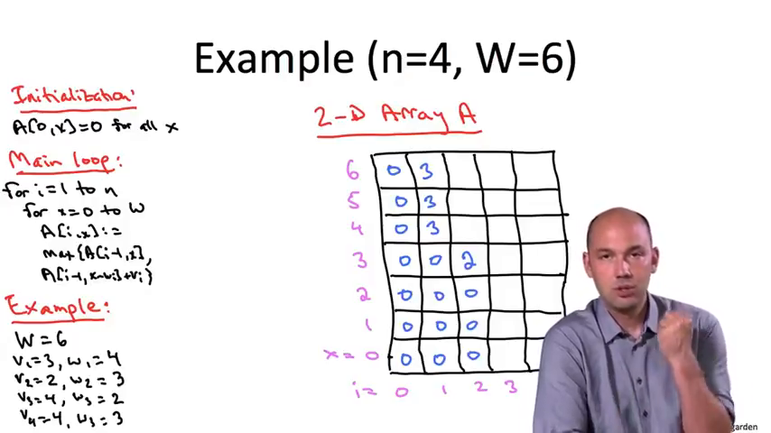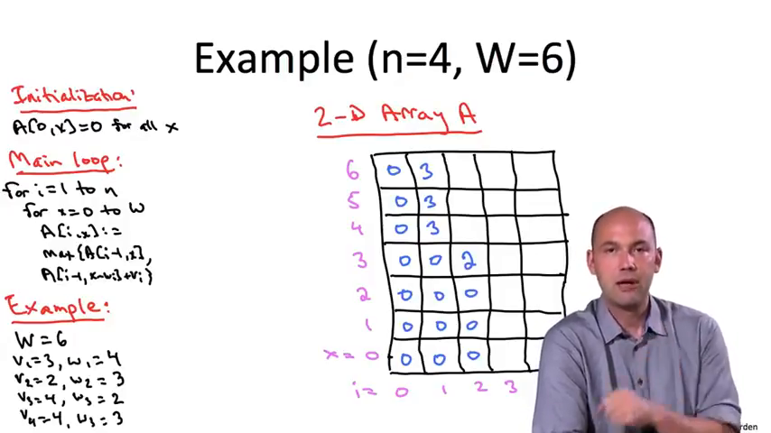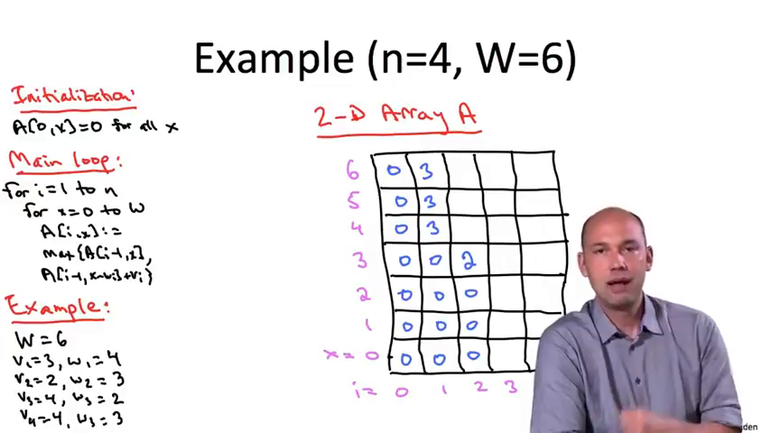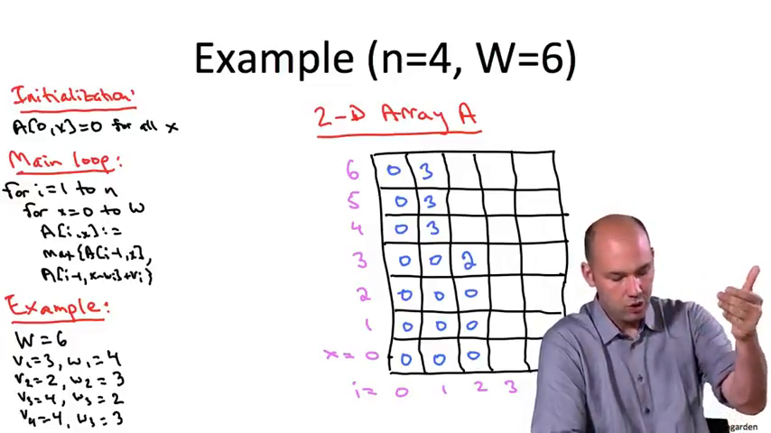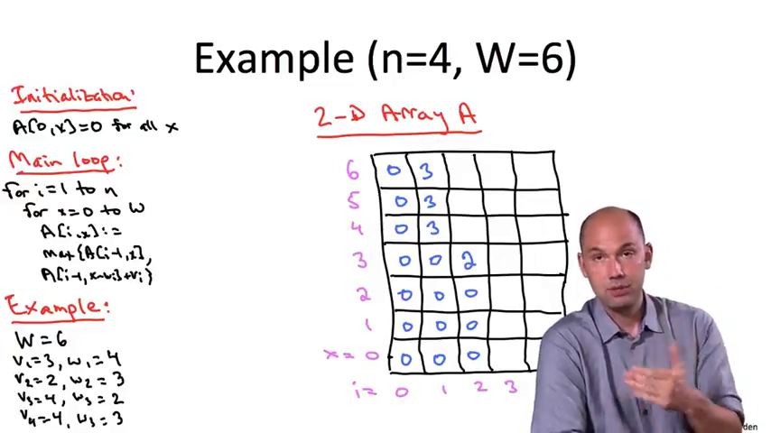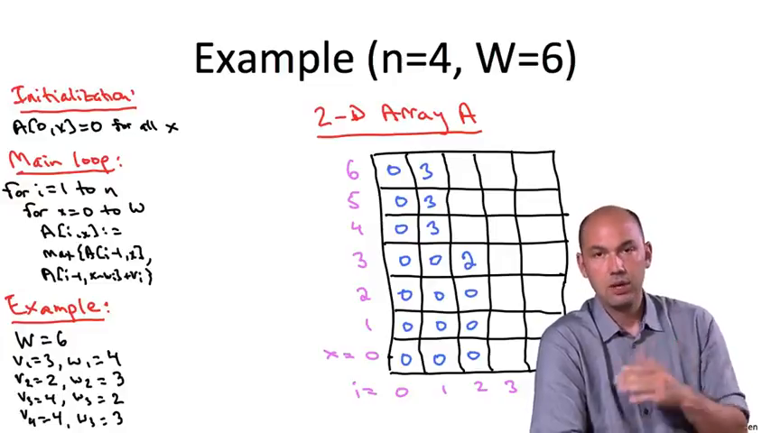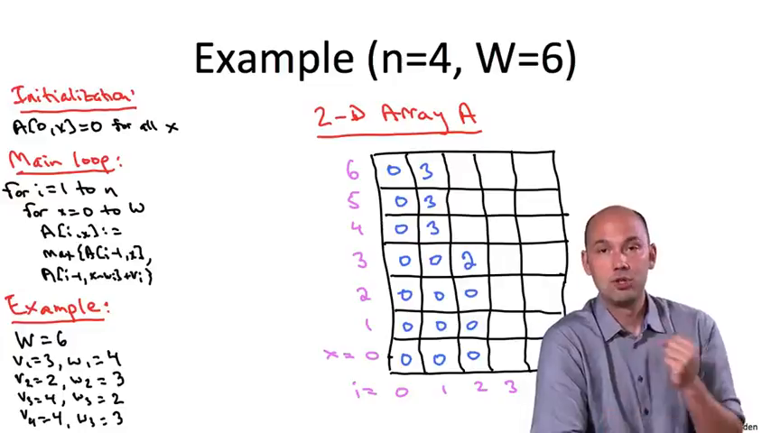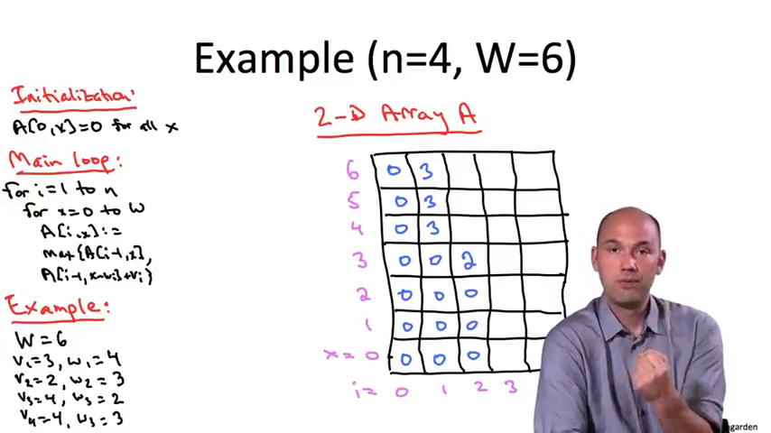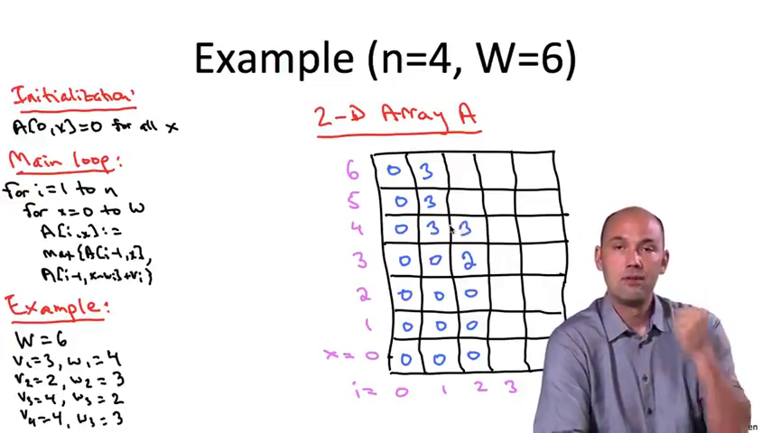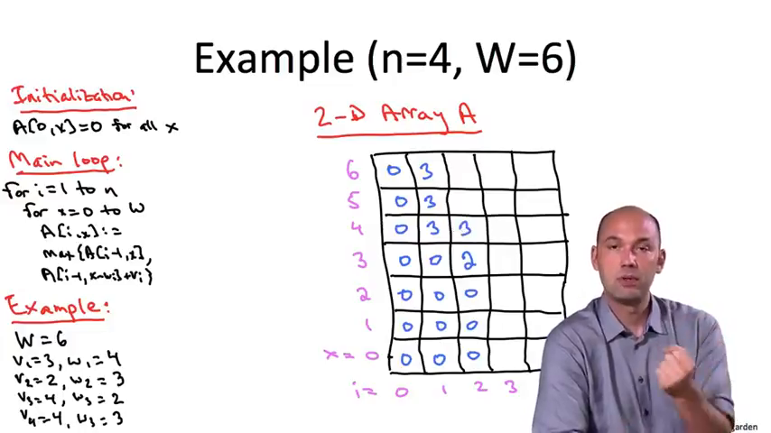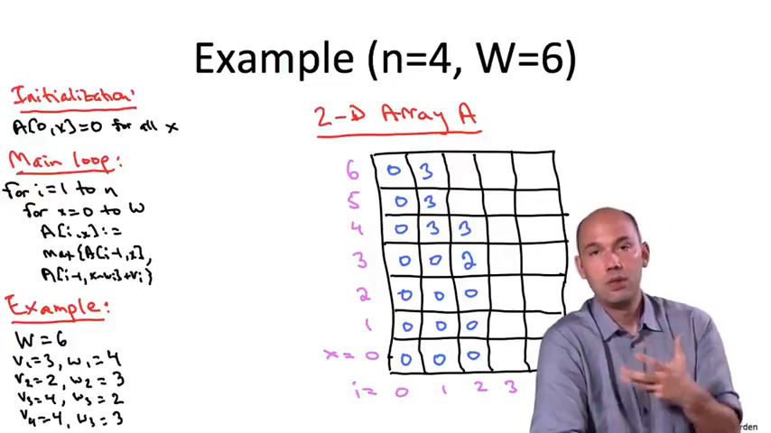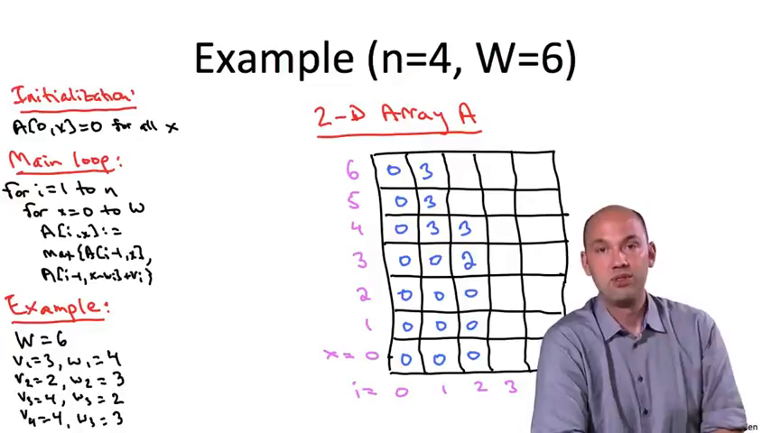Our other option is to take the second item, getting us a value of 2, and add that to whatever's in the leftmost column, but shifted down by 3, because 3 is the weight of the second item. And you'll note that A of 1 comma 1 is 0. So picking the current item would just give us 2 plus 0 equals 2. We'd prefer to just inherit the 3 from the column 1 to the left. That is, we'd prefer to skip item 2 so that we get the value from item 1 instead.